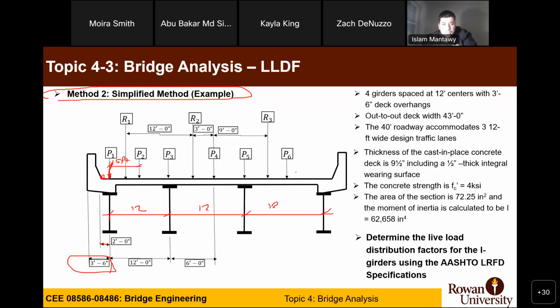For this example, you have first to count how many lanes you have, but we counted already before: it was 3 lanes that you are allowed to have. So you'll have P1, P2, 3, 4, 5, 6, all at 6 feet spacing. The given is that you have 4 girders spaced at 12 feet centers, 3.5 feet bridge overhang, out to out 43. So you have 3 lanes.